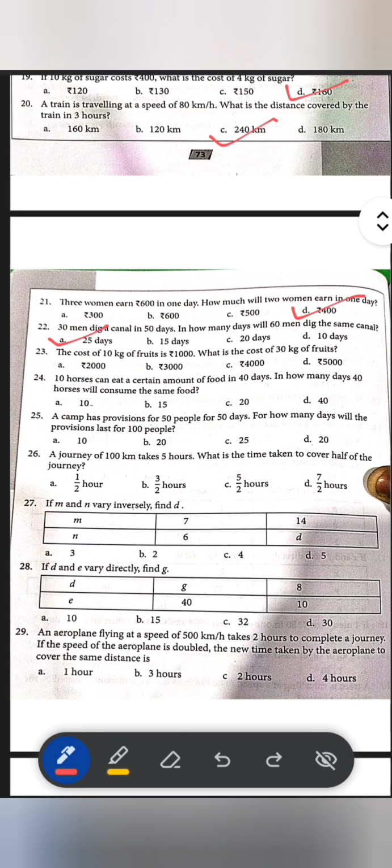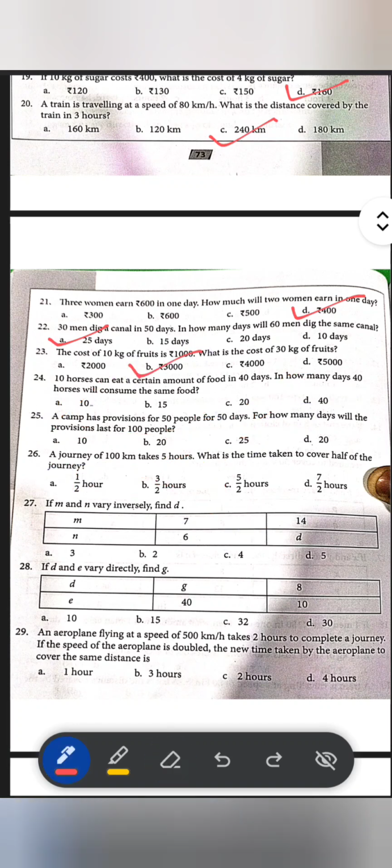Question number 23. The cost of 10 kg of fruits is equal to 1000 rupees. What is the cost of 30 kg of fruits? Anyone can do it, but let's do it with direct proportion. 10 kg fruits cost us 1000 rupees. 30 kg of fruits will cost how many? By cross multiplication, that is 3 into 1000, equal to 3000 rupees. Okay. Now come to the next part.